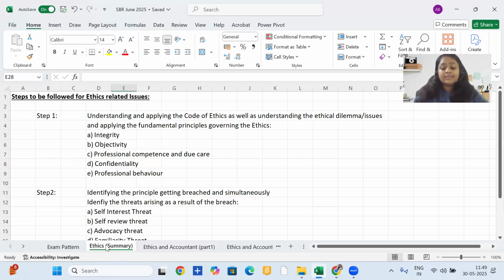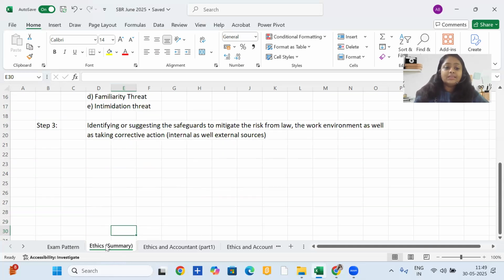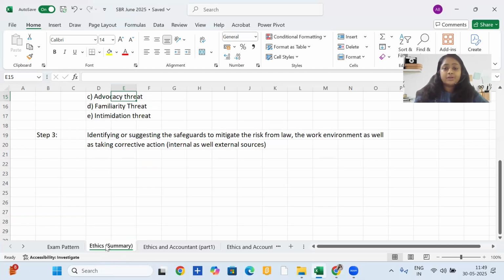Then we have likewise the advocacy threat, familiarity threat, and intimidation threat. Intimidation is also a very serious threat because it affects the person personally, as it affects the capacity in which they are operating or functioning. It basically takes away their independence of work, so it is completely linked with objectivity as well. So step one, please highlight the principle which is being breached and the related threats.